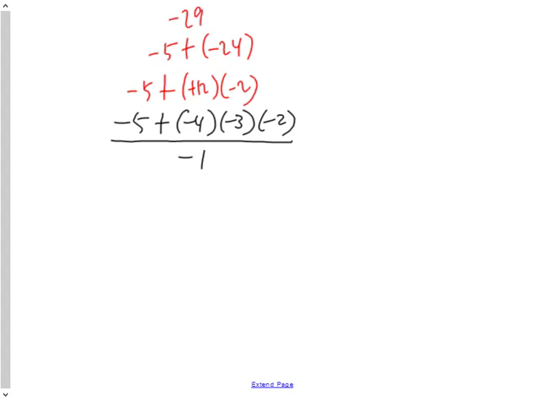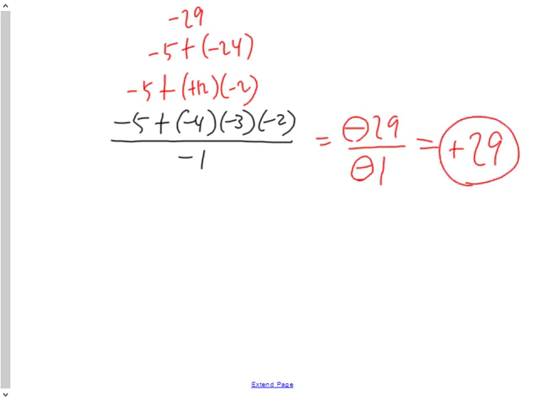So when I solve the top part, I get -29 divided by -1. Well, 29 divided by 1 is 29, and a negative divided by a negative is a positive. So your answer for that one is positive 29.